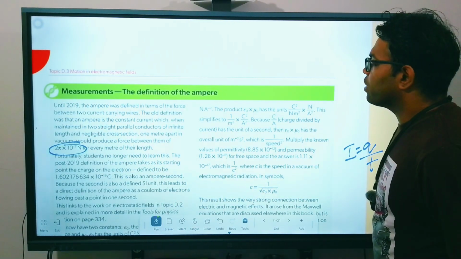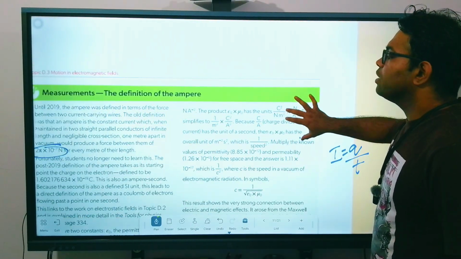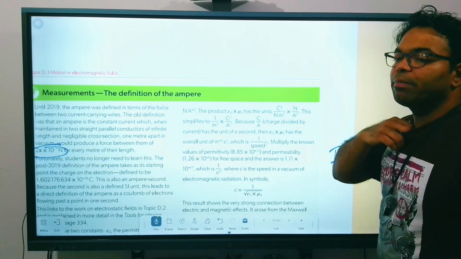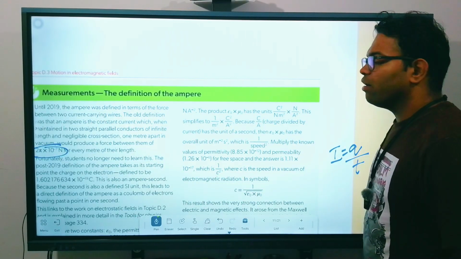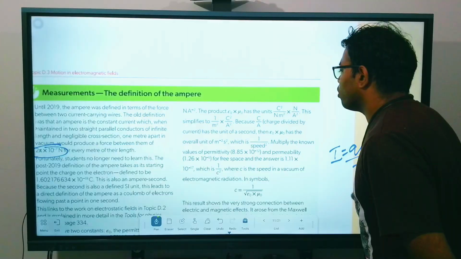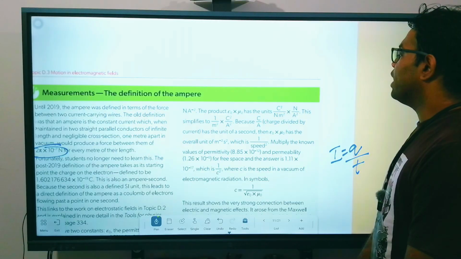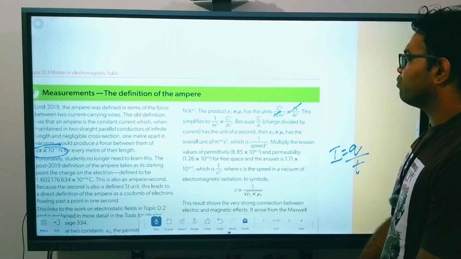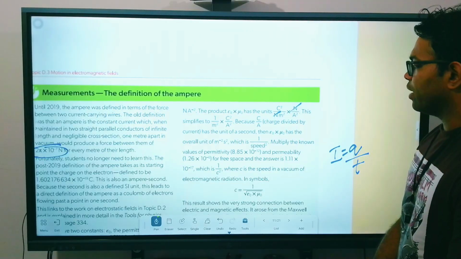The product of epsilon naught and mu naught. Epsilon naught is the permittivity. Mu naught is the permeability. Exactly. The product of epsilon naught and mu naught has a unit C square upon N m square, N upon A square. So basically this N and this N can get cut off. Okay, so you will get C square upon m square A square.